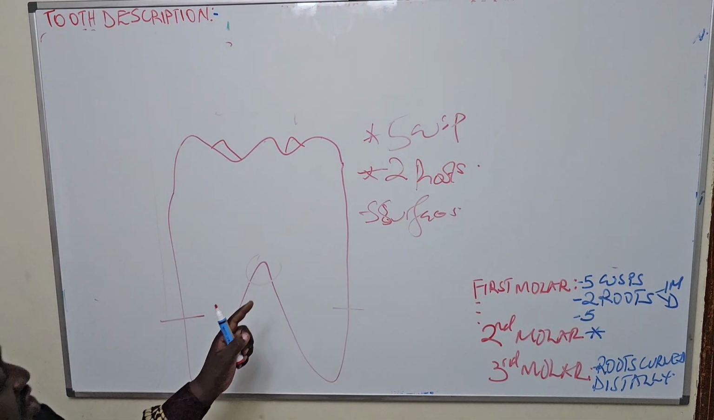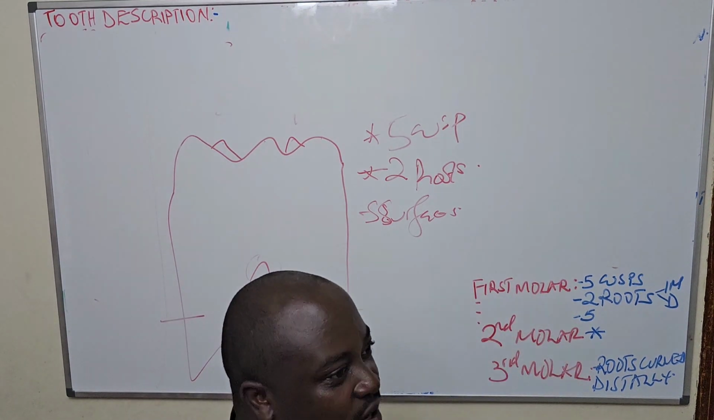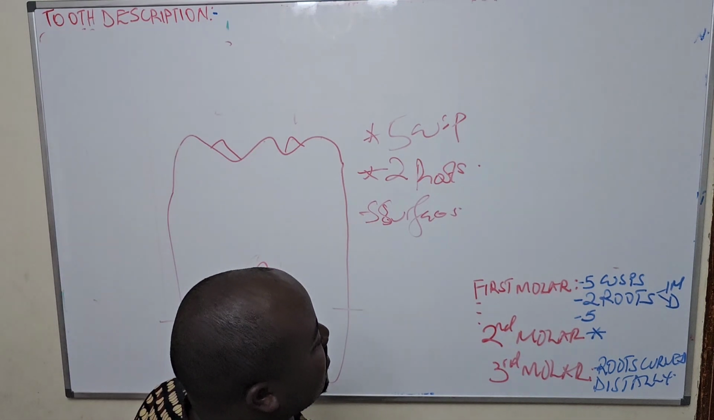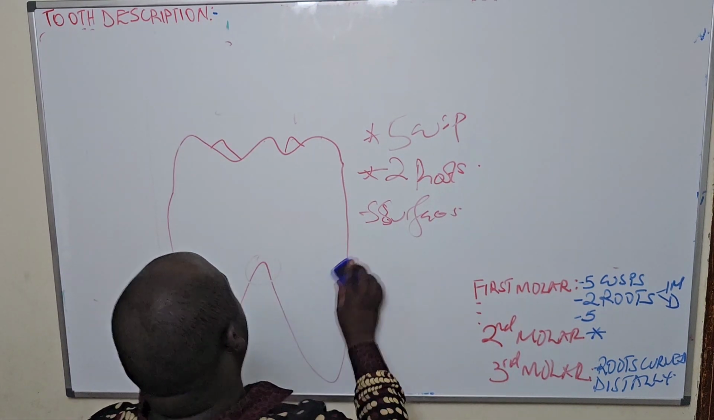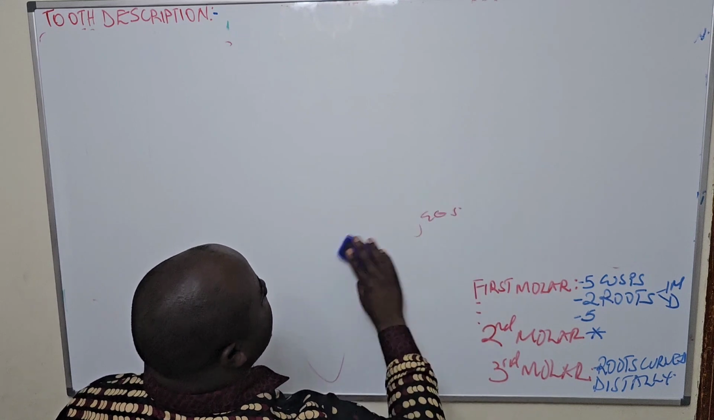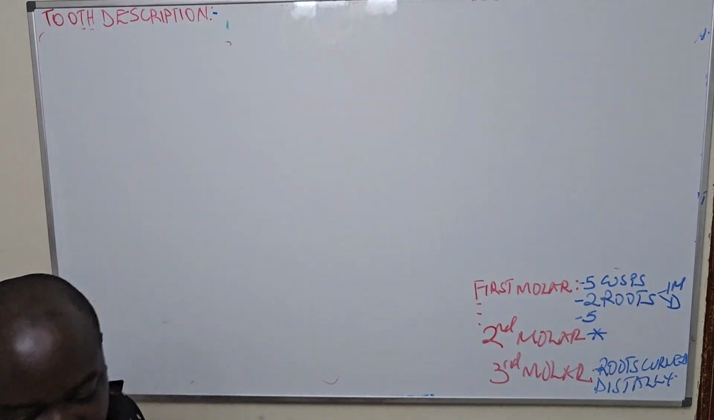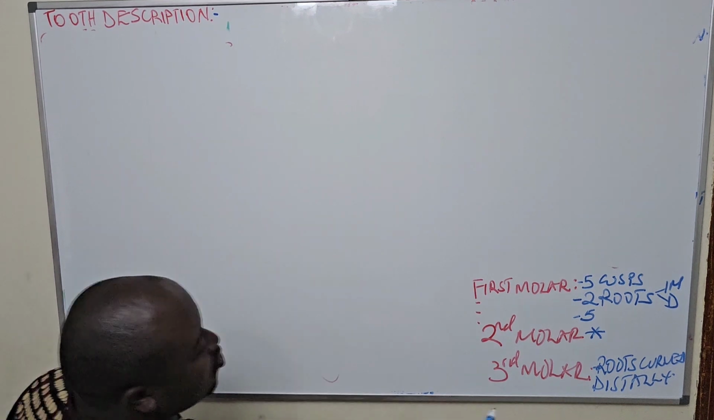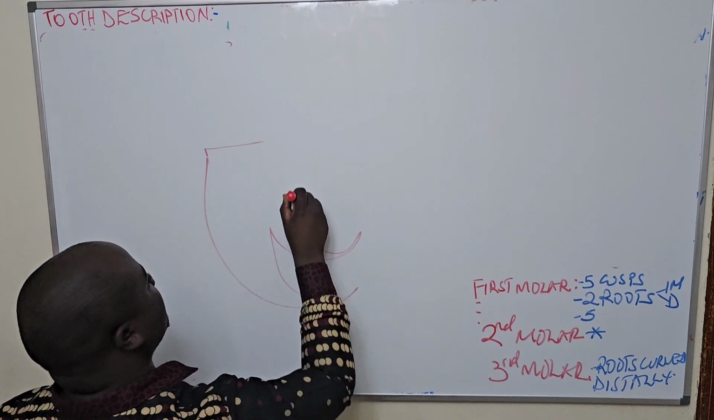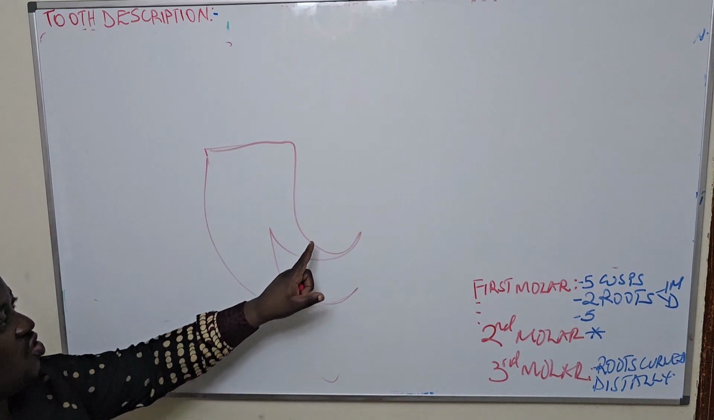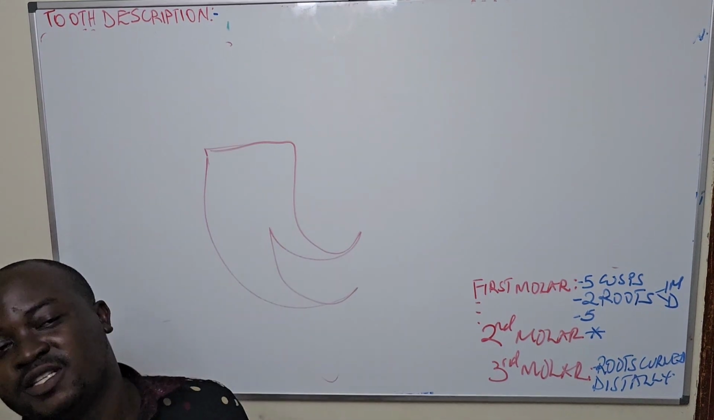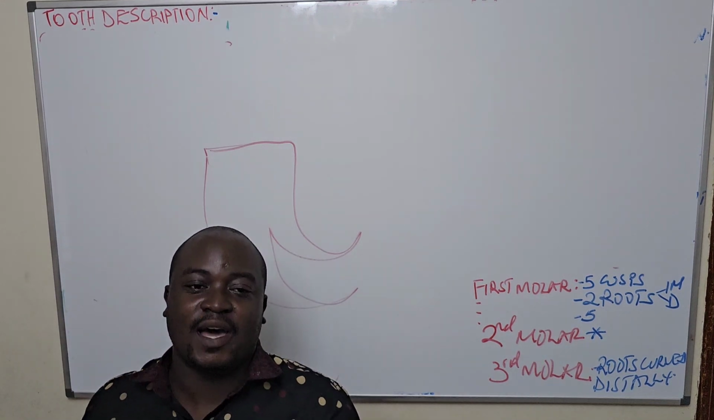This one is the same as the second molar, and also the same as the third molar. But we have only one difference. The difference with the third molar, or wisdom tooth, is that the roots curve distally. We shall have roots curved like that. There are 2 roots, yes, but the tooth curves distally. So this presentation is going to help us identify teeth.